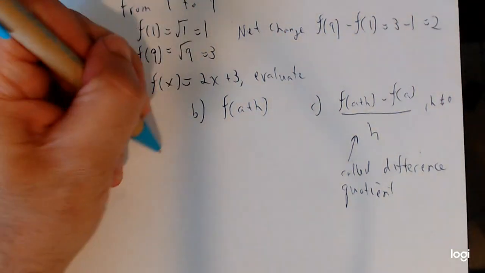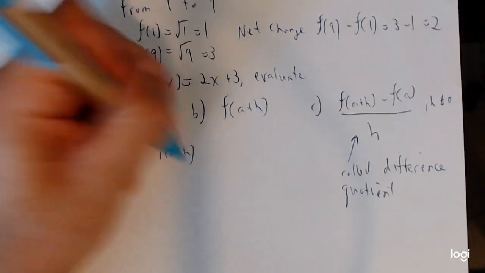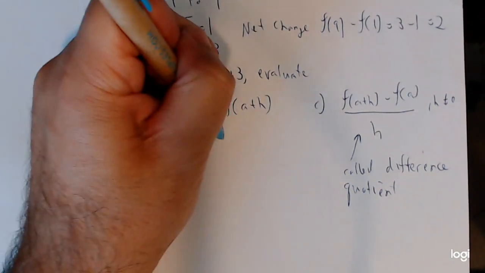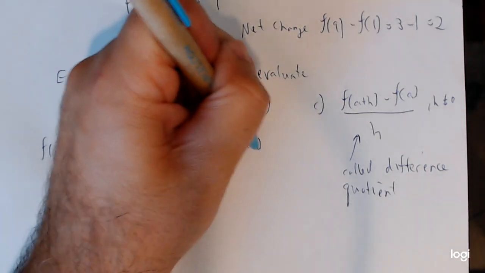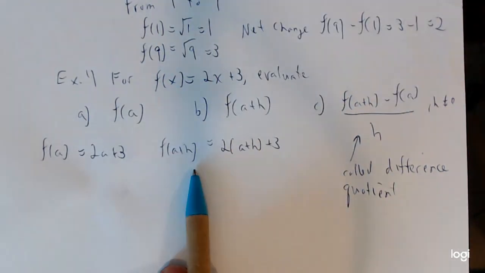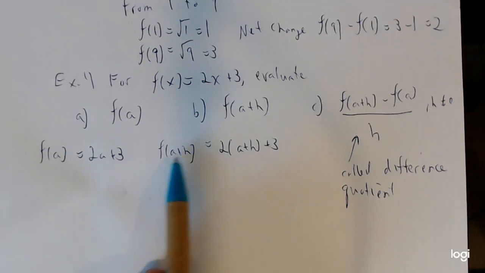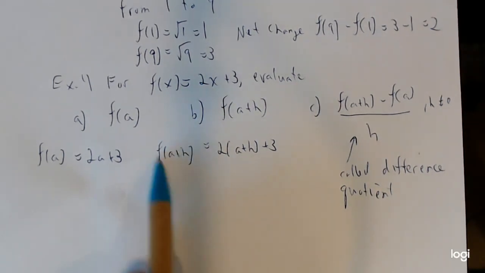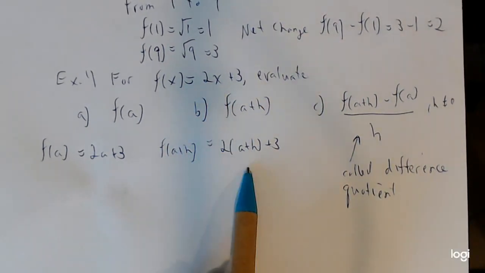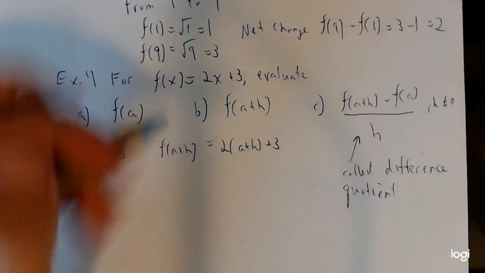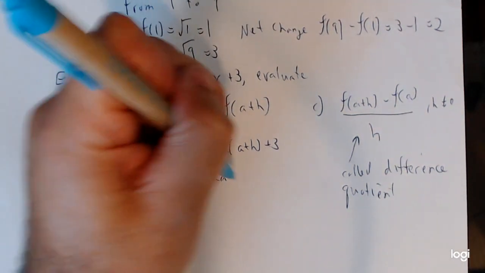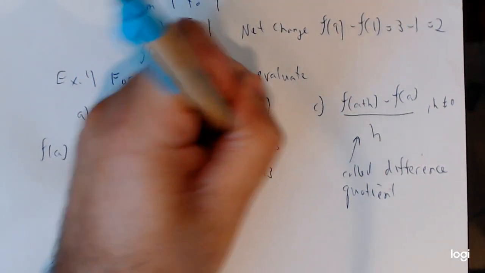Now f of a plus h, what does that become? That becomes 2 times a plus h plus 3, because this is saying go to your function f and replace the variable with a plus h. Now this one I could simplify a little bit, which is 2a plus 2h plus 3.